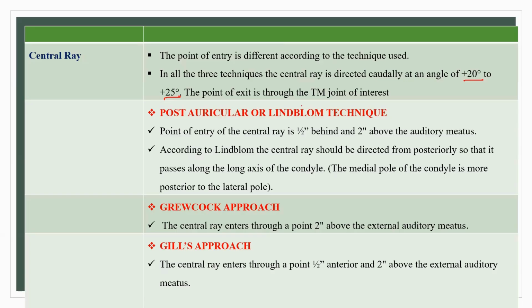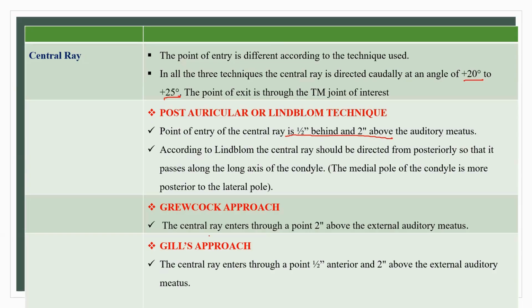First is the post auricular or Lindblom technique. So what is happening in this? The point of entry of the central ray is half-inch behind and 2-inch above the external auditory meatus. According to Lindblom, the central ray should be directed from posteriorly so that it passes along the long axis of the condyle. So this point you can remember. The central ray is half-inch behind and 2-inch above the external auditory meatus.